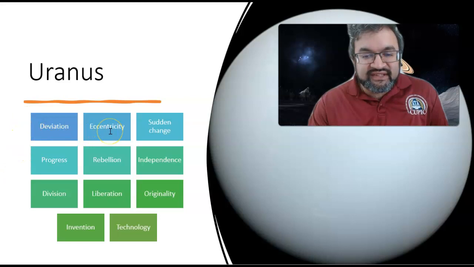Deviation, eccentricity, sudden change, progress, rebellion, independence, division, liberation, originality, invention, technology. And Uranus is typically thought of as the ruler of Aquarius. And if you think about Uranus, it's going beyond and thinking outside of the box, and all of those all at once.